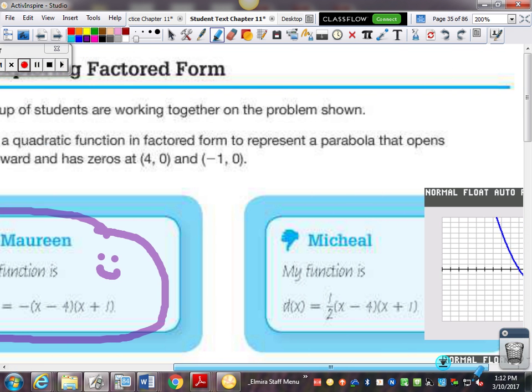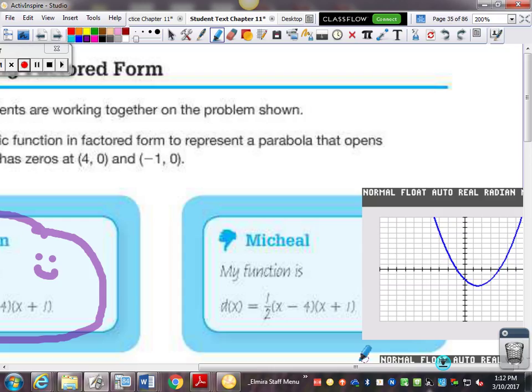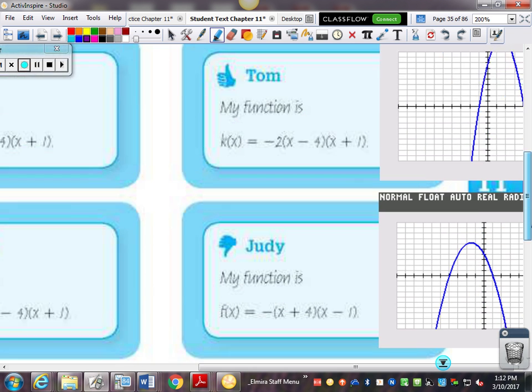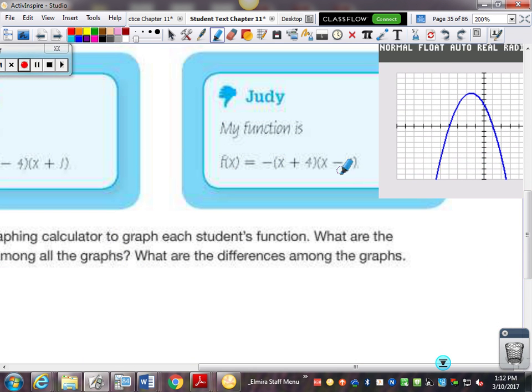Okay, moving over to this one over here. This one's opening upward. It's a positive 1/2 out in front, but it does have the correct zeros here and here. Okay. And I'm going to move down to one that's wrong. Actually, this one opens downward like it's supposed to, but the zeros are in the wrong location. They're not where the coordinates say they're supposed to be.